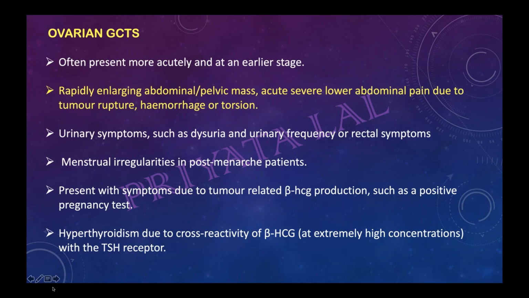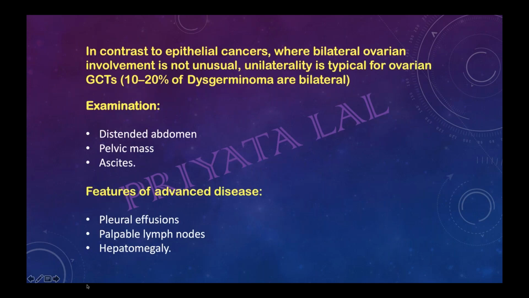with a tendency to rupture, to hemorrhage, or to go for torsion. Now, usually in epithelial cancer both ovaries are involved, but here they are usually unilateral. Only dysgerminoma, 10 to 20% of dysgerminoma are bilateral. Dysgerminomas are bilateral in 10 to 20%. This number may be important.